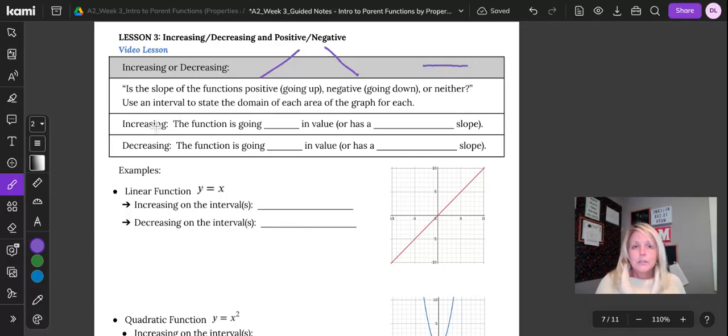So if the graph is increasing, then the function itself is going up in value. So we're moving up the y-axis, which means that it has a positive slope. And make sure you're looking at these the same way that we would read a line in a text, left to right. Okay, so note I drew them left to right. That'll help keep you from getting confused. Okay, decreasing means the graph is going down in value and that we have a negative slope. And if it isn't increasing or decreasing, then we say that it is constant.